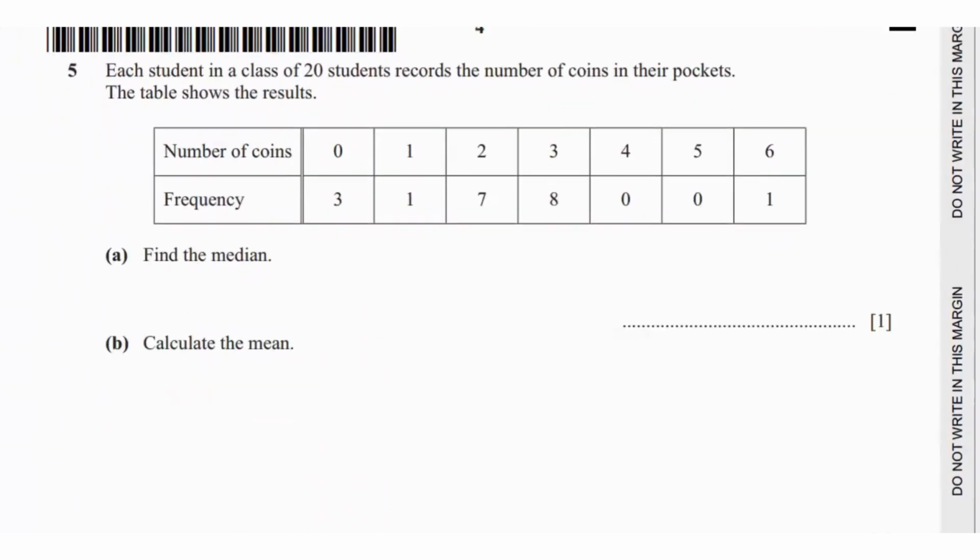Question 5 says each student in a class of 20 students records the number of coins in their pockets. The table shows the results. Find the median. So first, we're going to divide the total number of students by 2 to get the middle value, which is 10. So where does the 10th student come? For that, we need to start counting from the first point using the frequency. So 3 plus 1 is 4. 4 plus 7 is 11. So that means the 10th student is coming in this section. So the median is 2 coins.